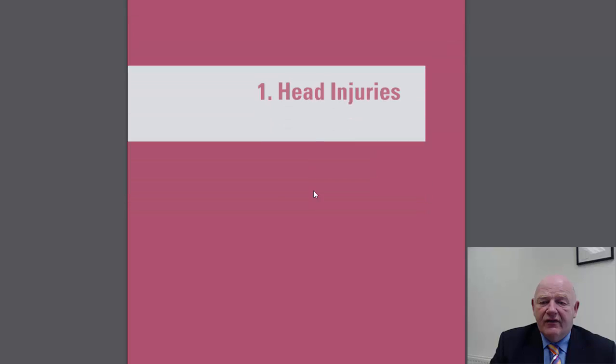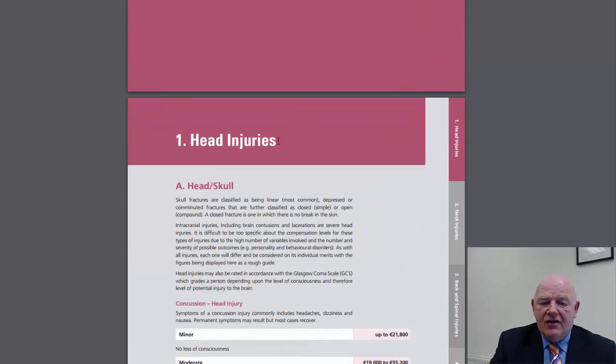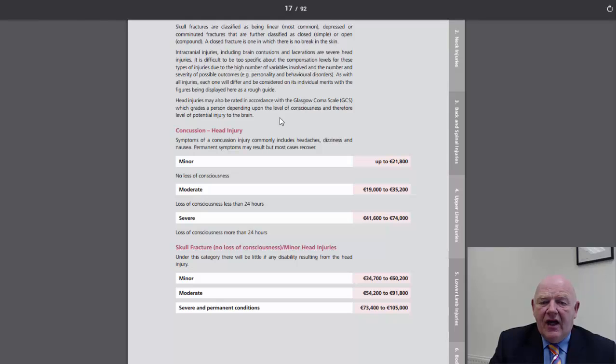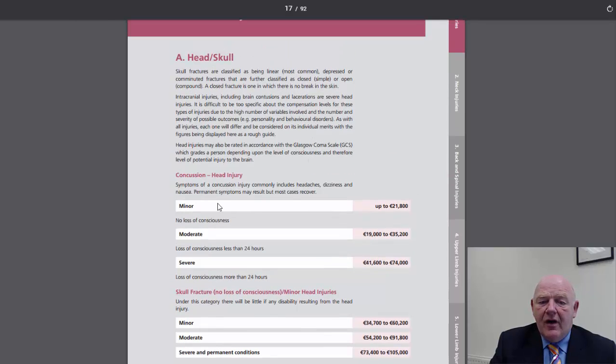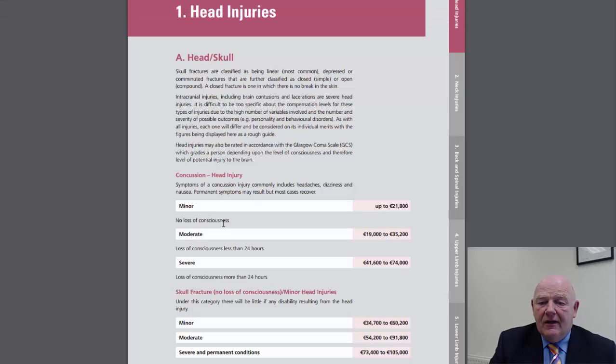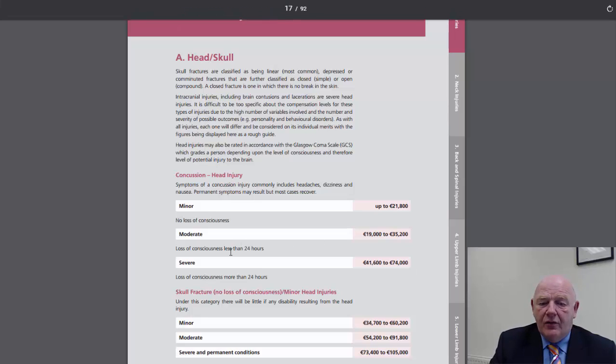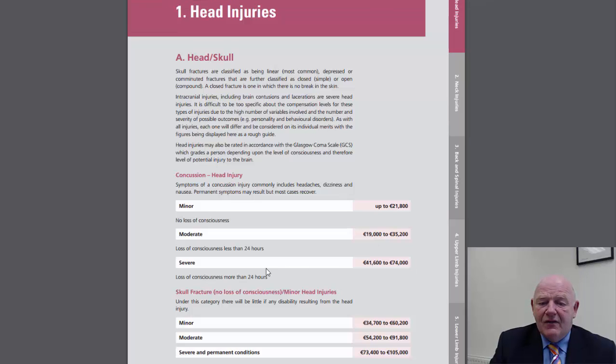Now, if we go on to specific sections, if we look at, for example, head injuries, and we take a look at head and skull injury, and we're looking at a minor one where there's no loss of consciousness, up to 21,800 is the value. A moderate one where there is loss of consciousness for less than 24 hours, you're looking at between 19,000 and 35,200. And a severe head injury, loss of consciousness for more than 24 hours, you're looking at a range of compensation between 41,600 and 74,000.